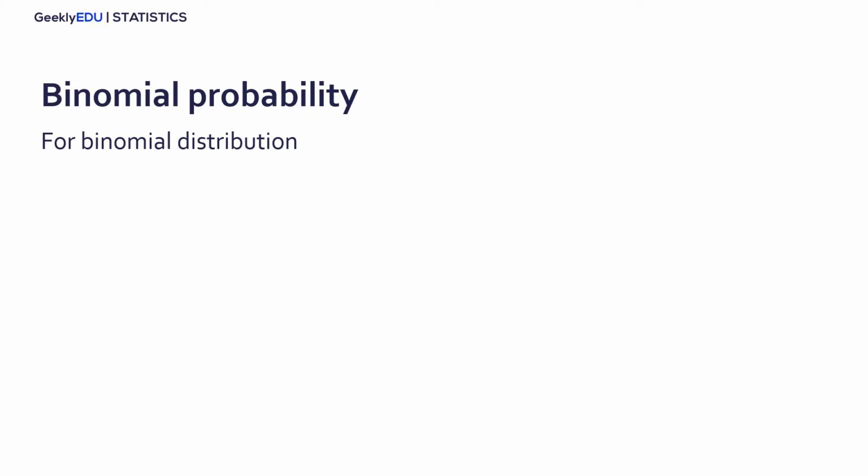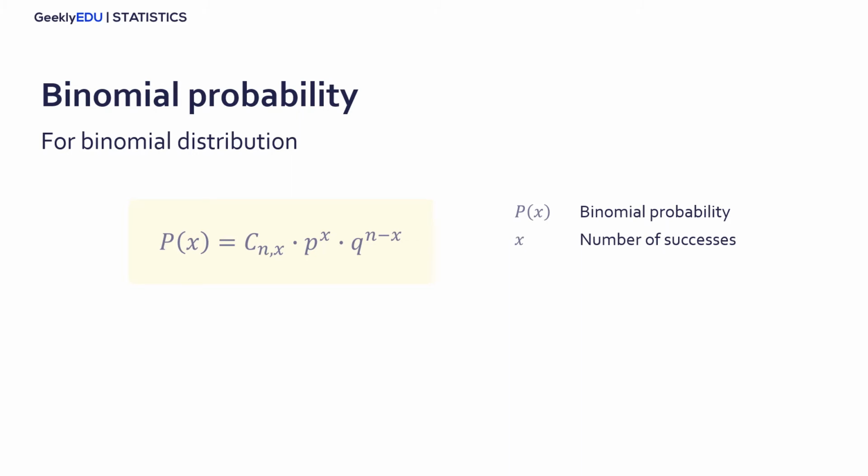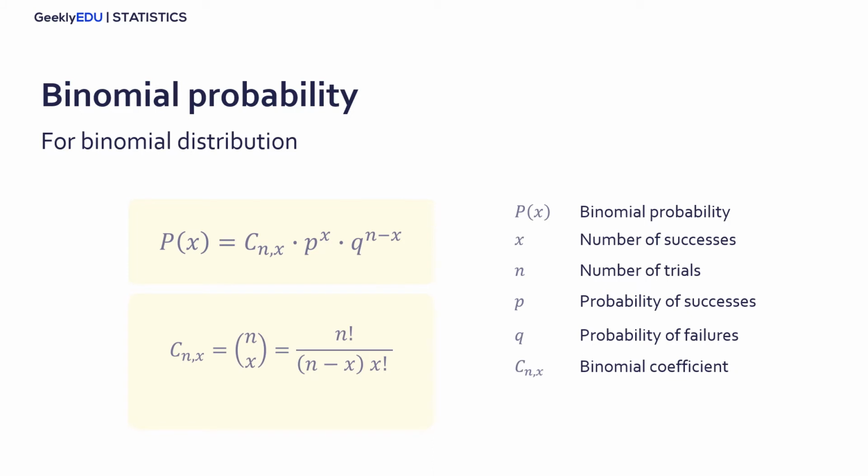We will use a formula to get the binomial probability P of x that describes the probability of x successes in a number n of independent trials, being p the probability of success and q the probability of failures. The first term is the binomial coefficient that can also be read as n choose x. This coefficient is the number of x combinations on a set of n trials.